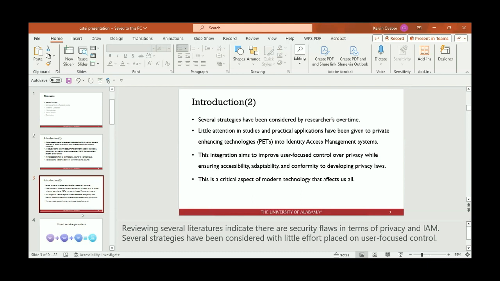And what makes this research area interesting is the aspect of putting a form of control in the hands of the users, and that's where the focus is, in the aspect of user-centric privacy control.